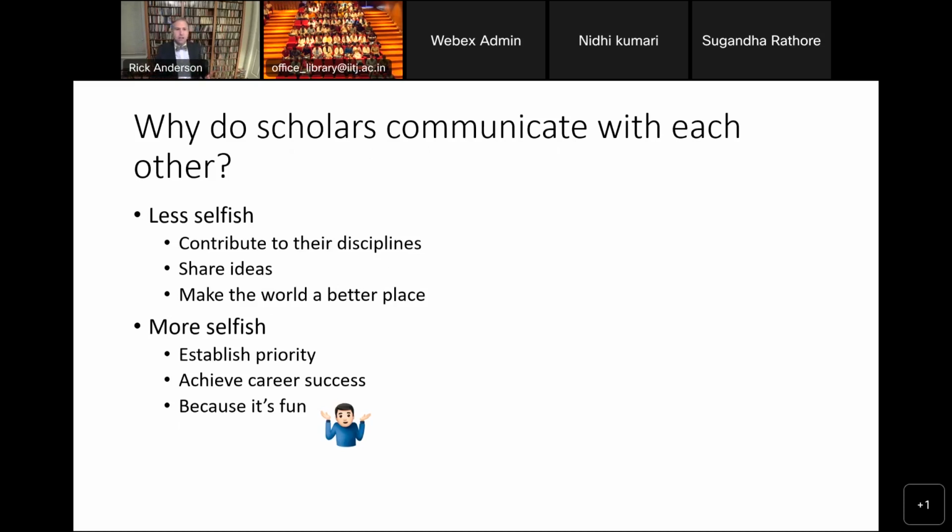And of course, it's not just a matter of contributing to their disciplines. Most scholars genuinely want to make the world a better place. If you're a medical researcher, you're probably not doing it just because medicine is personally interesting to you. If you're a cancer researcher, you also are trying to find a cure for cancer. You want to improve the world. And that genuinely does drive and motivate scholars to communicate with each other. Now, those are all on the less selfish end of the spectrum.